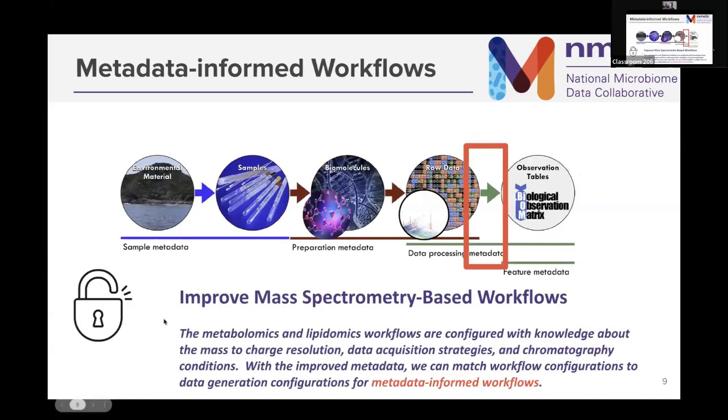The first thing that it unlocked is that we can improve our mass spectrometry-based workflows that we also have as part of NMDC. So now the workflows are configured. We are telling the workflows how to run based on the configurations of the data generation. Everyone who's done any metabolomics workflows knows that you have to treat GC data very differently than LC data. Now that we've captured that information in the metadata, the workflow can go and look at the metadata and say, actually, we need to use this workflow instead of that workflow.